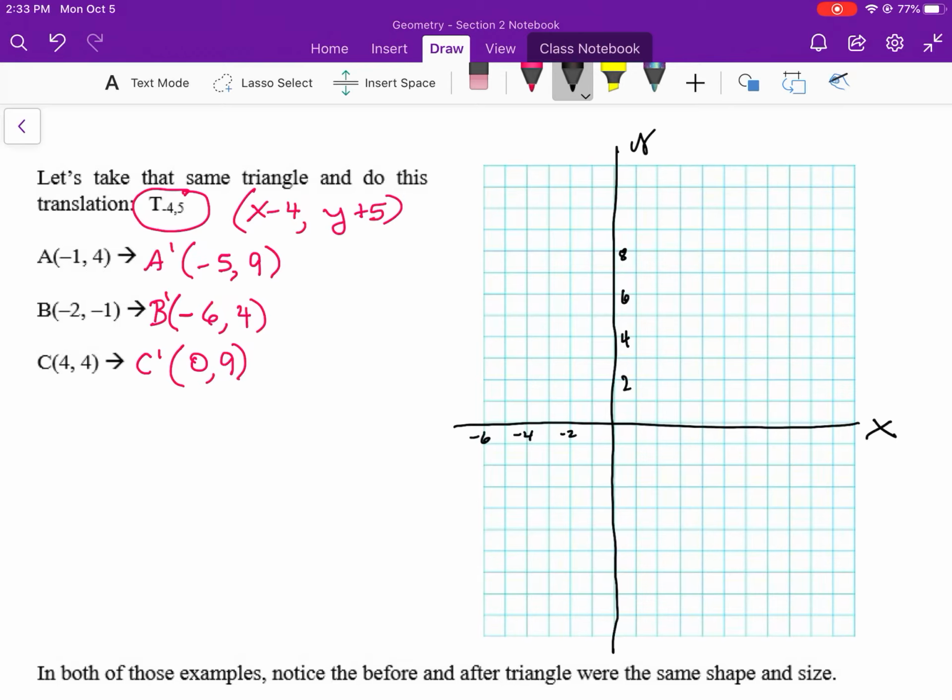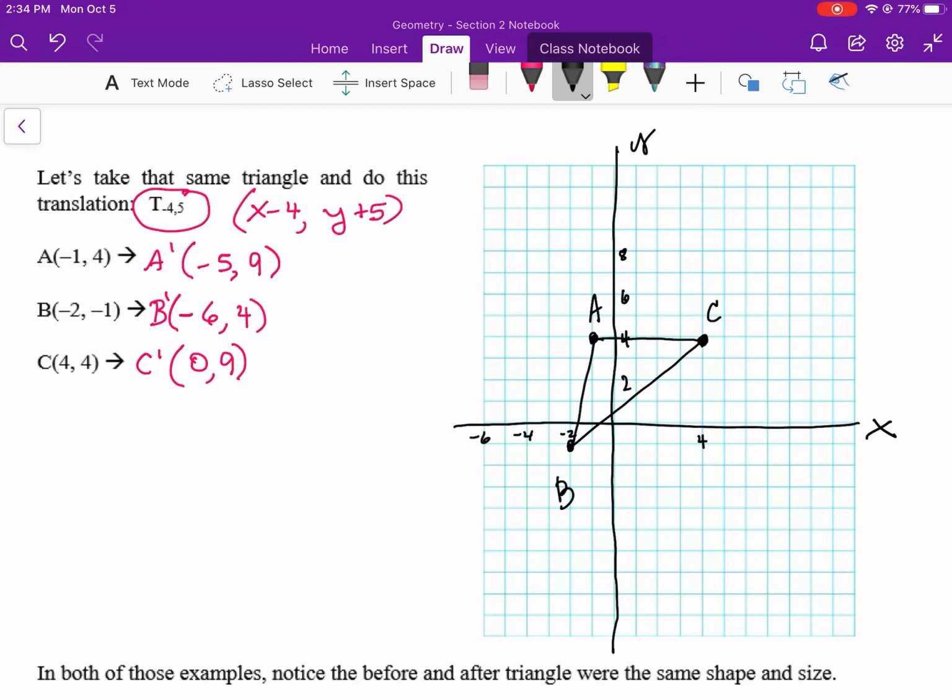-6. Okay, so A is -1, 4. B is -2, -1. Oh, I think it's the same one as before. So C, 1, 2, 3, 4. So C is over here. All right, just like before. Same triangle I had in the first example.